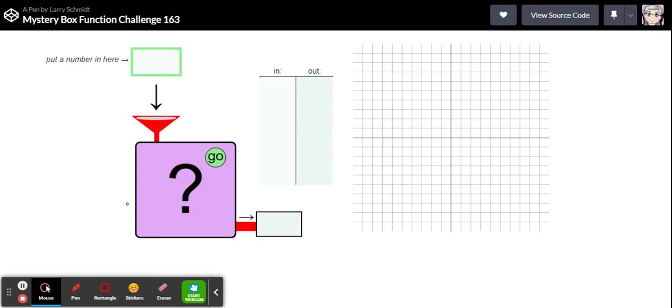Hello everybody and welcome to another mystery box function challenge. In the purple box there is some mystery math and your challenge is to figure out what that math is. You can use the link in the description, try out as many numbers as you like, and when you think you've got an answer, come on back and see if we get the same thing.